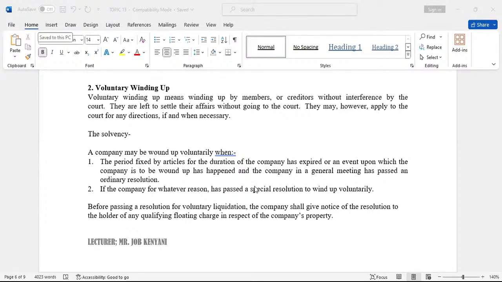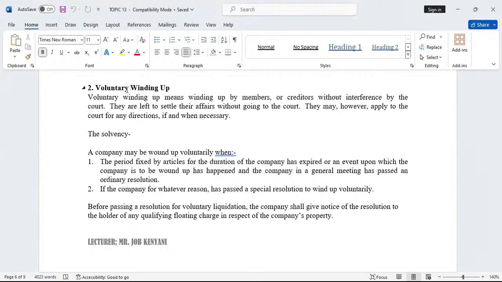So under voluntary winding up, we can have two ways: voluntary winding up by members and voluntary winding up by creditors. As you can see from the term, it is voluntary, where the company is voluntarily wound up. Remember the other one we looked at is by the court, sometimes called compulsory. It is where the court, under the circumstances provided, has decided the company will be compulsorily liquidated, so it gives an order for liquidation.